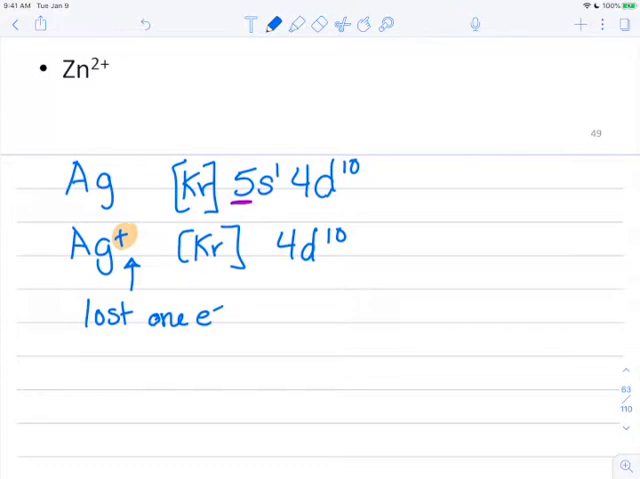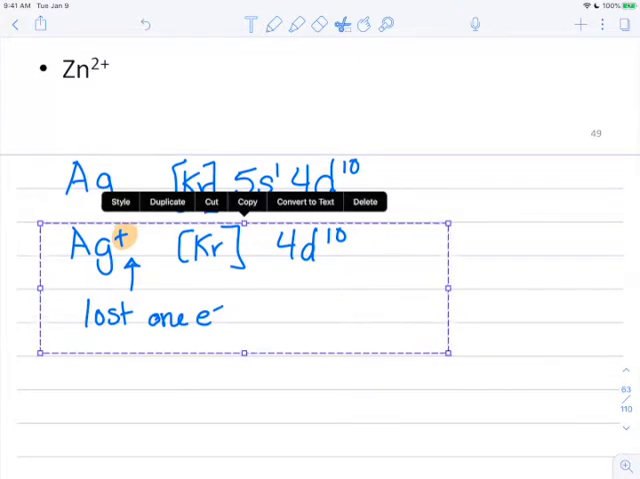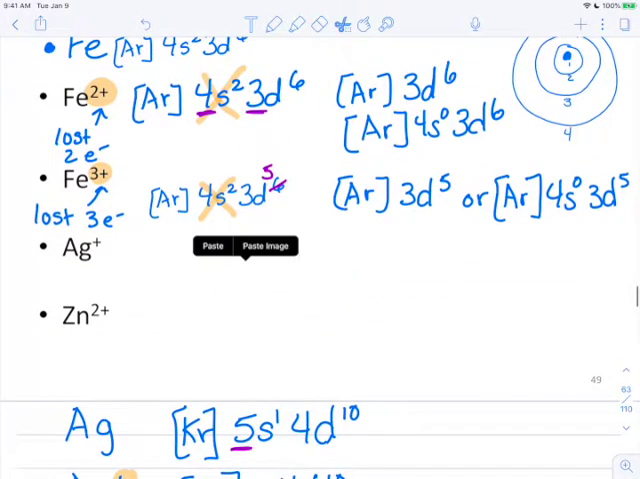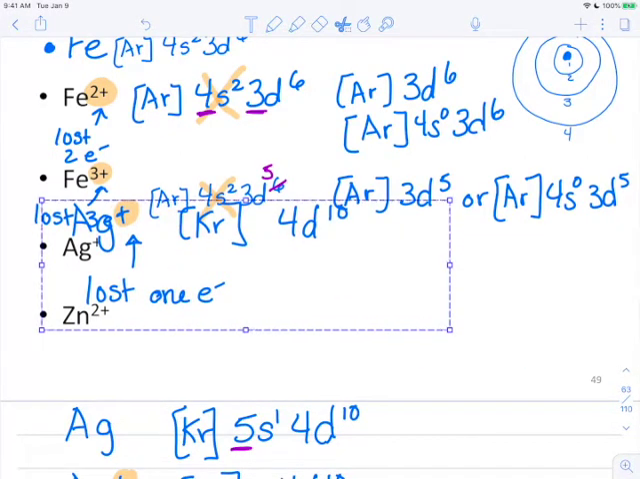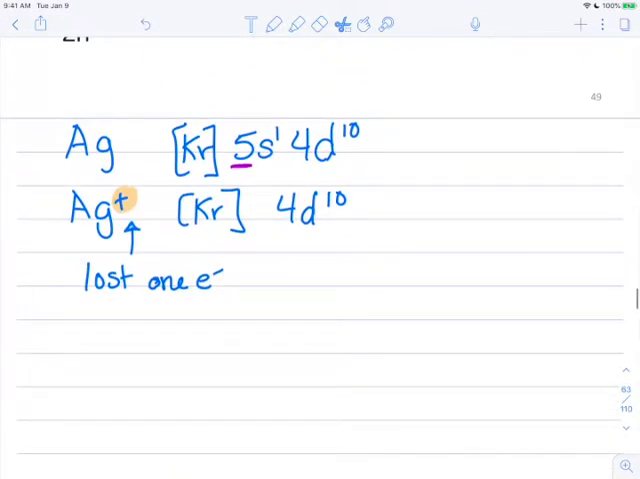Any questions on why Ag plus is krypton 4d10? I saw a few other things in the chat box, some other ideas, but any questions why we would do it this way? Now is a great time to ask questions because the day of the exam gets stressful. Okay, I'll just leave it below because I think this page is getting too busy with too much stuff.